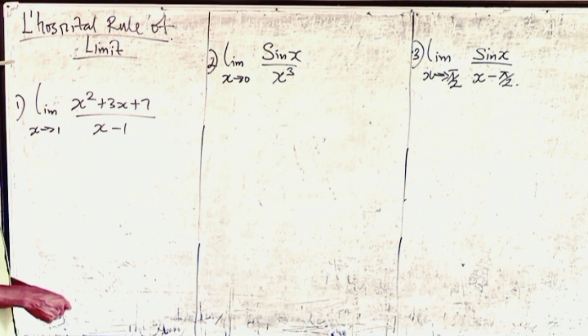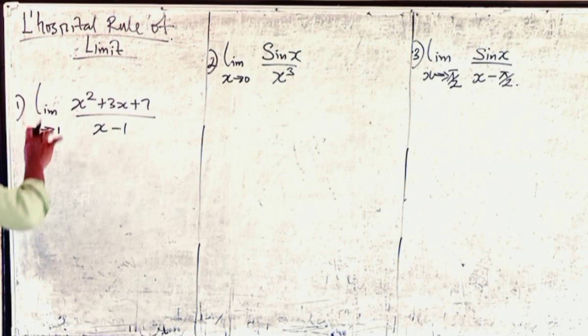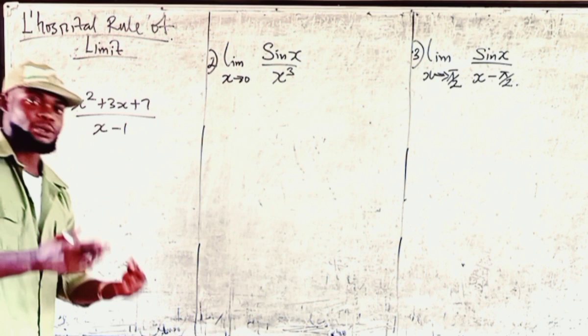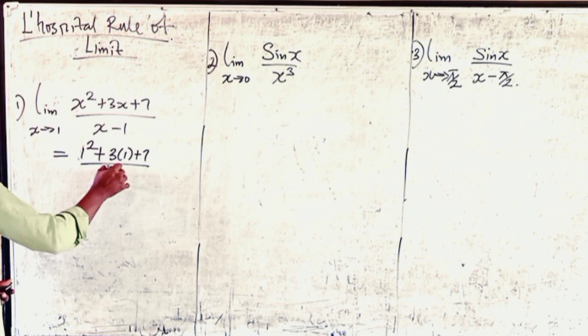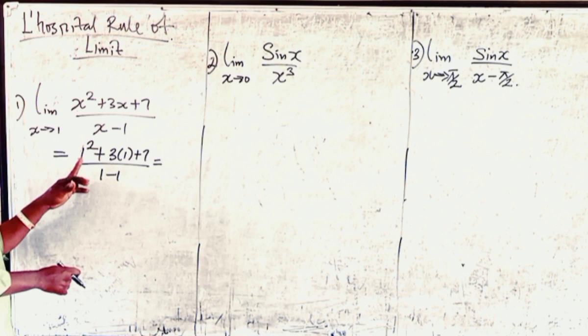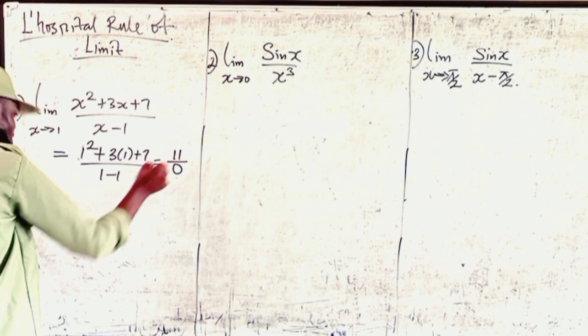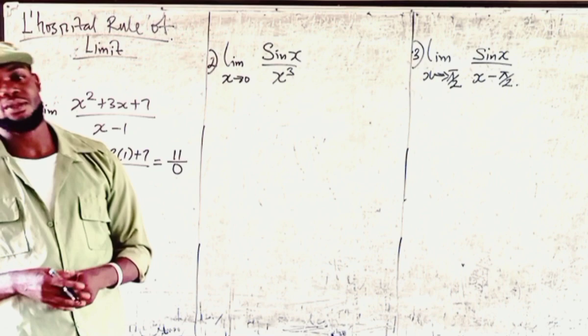So if we're going to solve this problem, the first thing we will check is direct substitution. Direct substitution means anywhere you see x, you place 1. So from direct substitution, we're going to have 1 raised to power 2 plus 3 times 1 plus 7 over 1 minus 1. That gives us 1 squared, 1, 3 times 1 is 3. Now 1 plus 3 is 4, plus 7 is 11. 1 minus 1 is 0. Now a number over 0 is not a solution. It's not a defined solution to a problem.